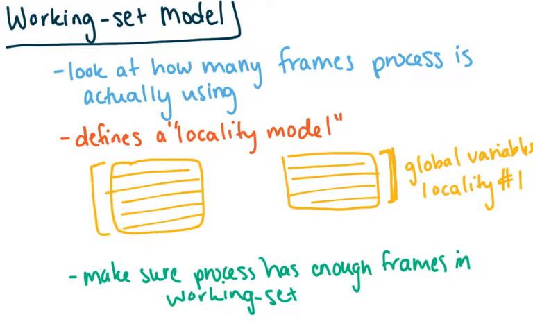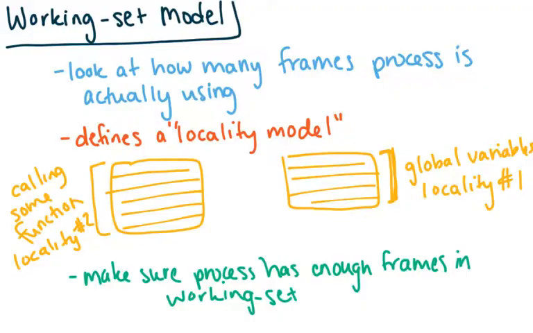And maybe this is another part of your code that's calling some function but not working with global variables. And so we'll call this locality number 2. And if you sit and think about it, this is very common. If you look at your code, you probably yourself could sit there and break things into different localities.